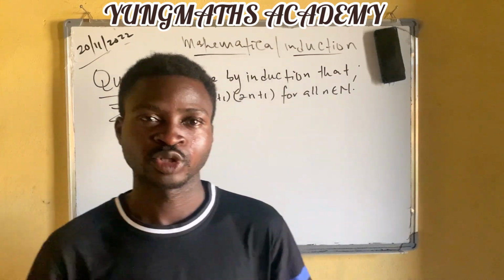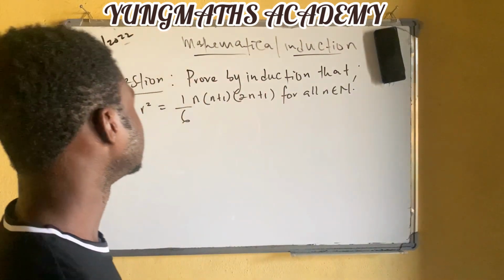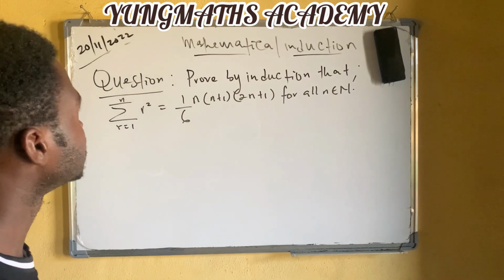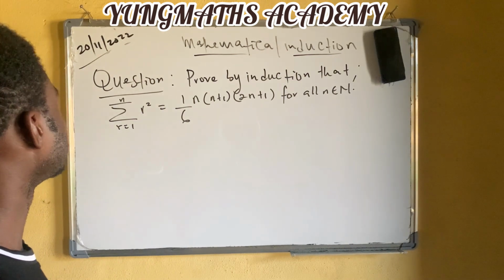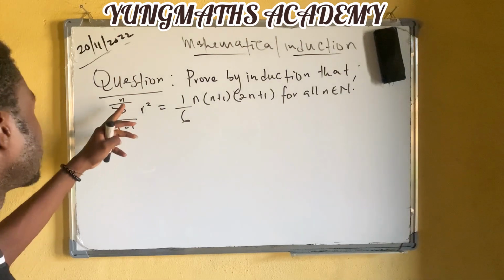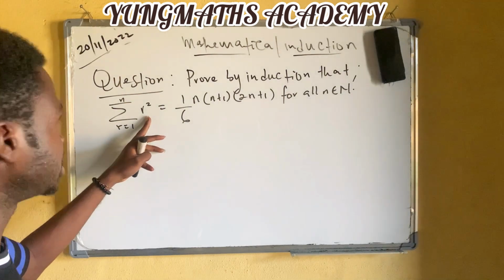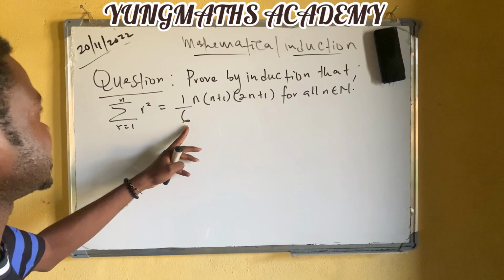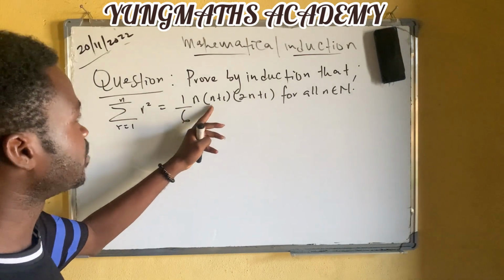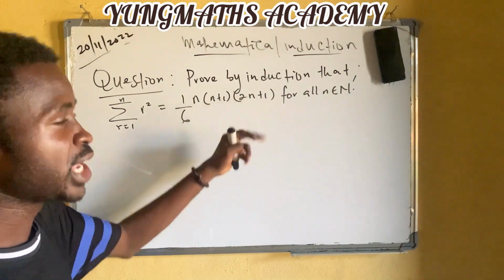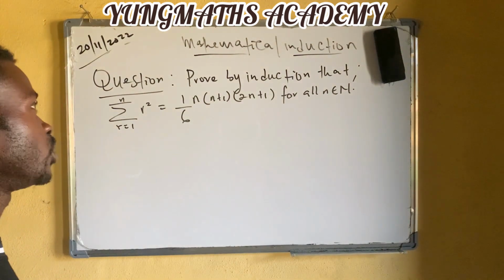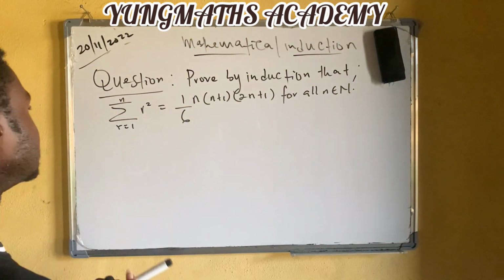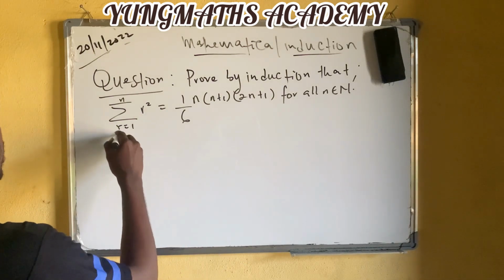Okay, we have a question on the board, and if you can see this very well, we have this question: prove by induction that the summation of r squared, r from 1 to n, is equal to 1 over 6 times n, times n plus 1, times 2n plus 1. Okay, so let's see how we solve questions like this. We prove statements like this. Okay, all right, proof.